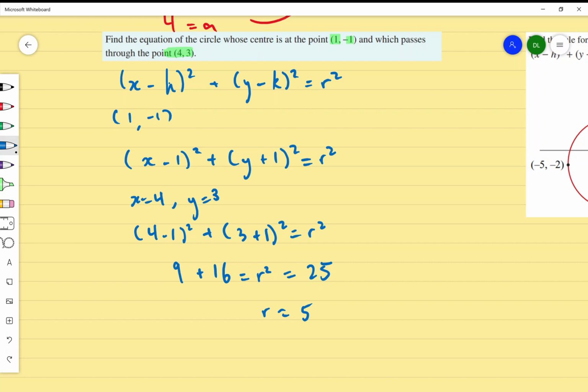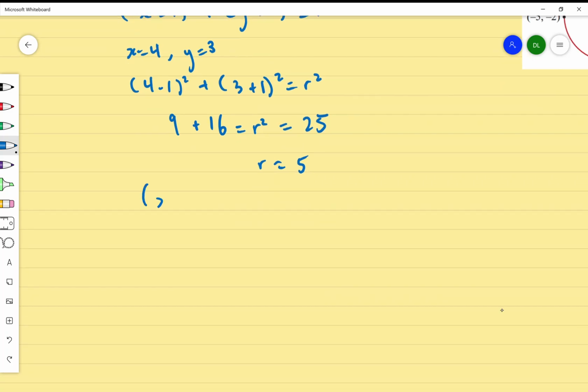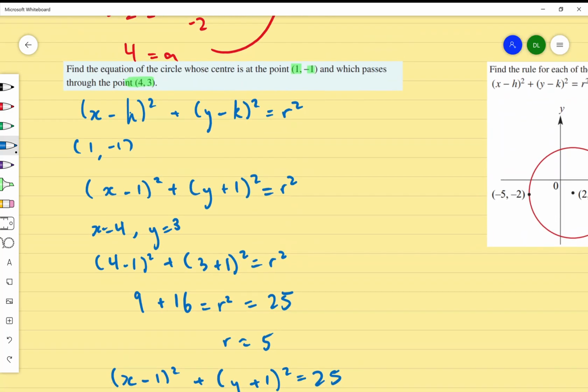That's just for my own sake. But we can actually substitute that back into our original equation in order to find the equation of the circle, which is what the question asks us to do. So I end up with (x - 1) squared plus (y + 1) squared equals 25, and voila, that's in the general form. There are other ways to do this, but in my opinion, this is the easiest way to approach this question.